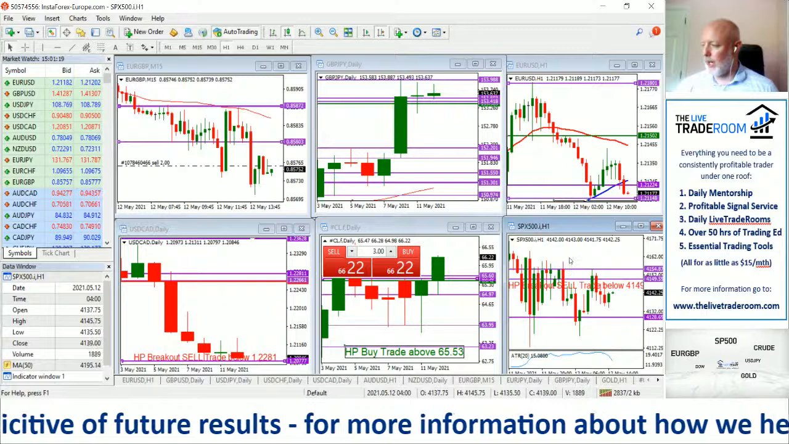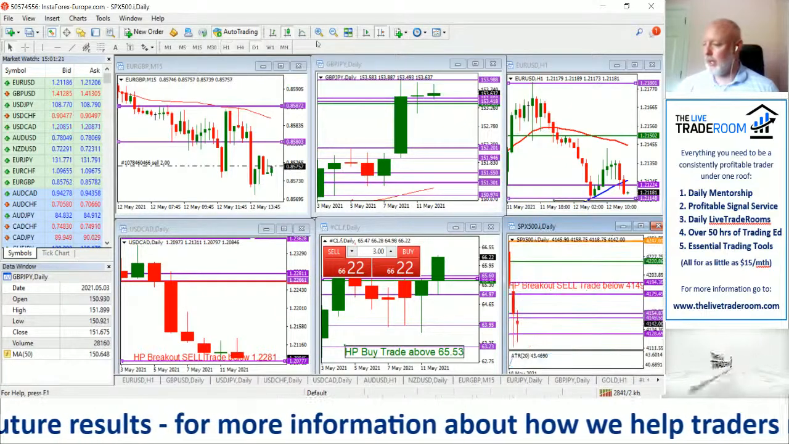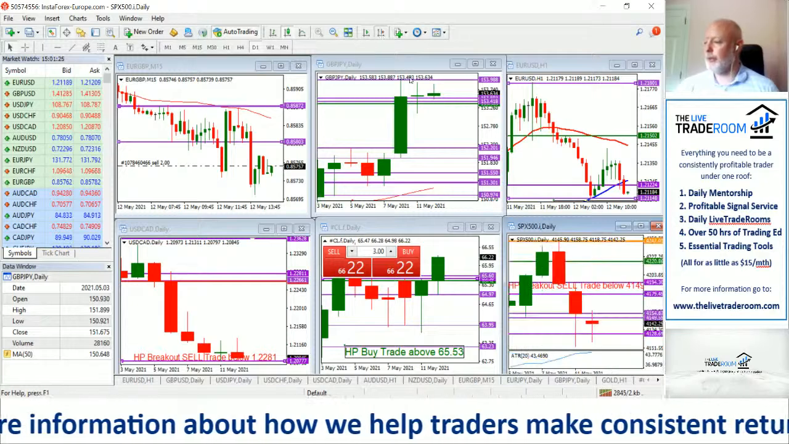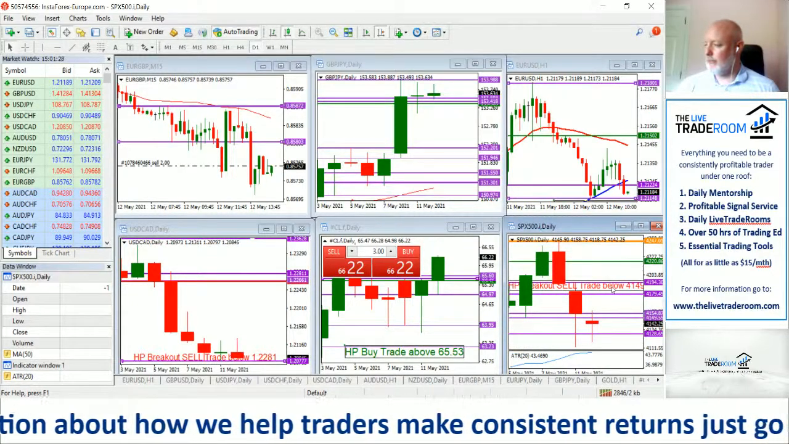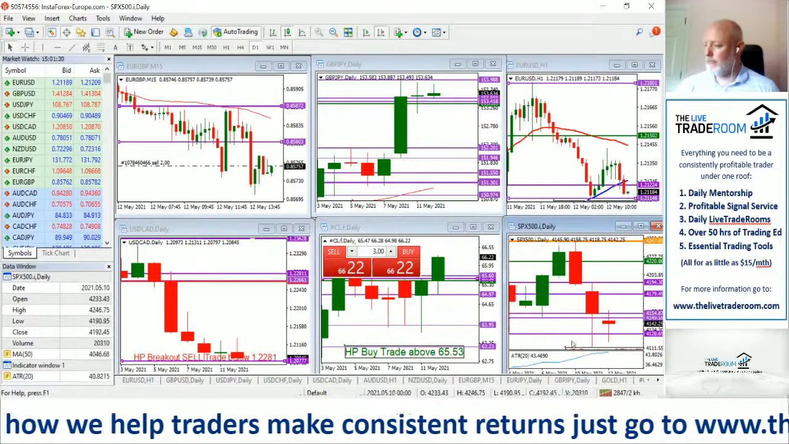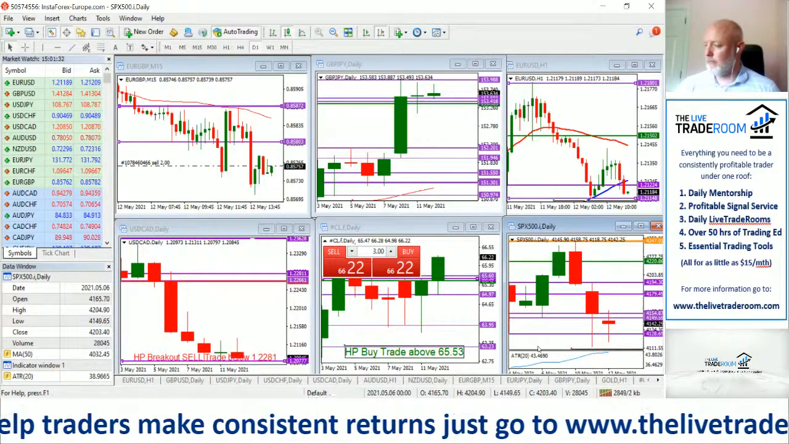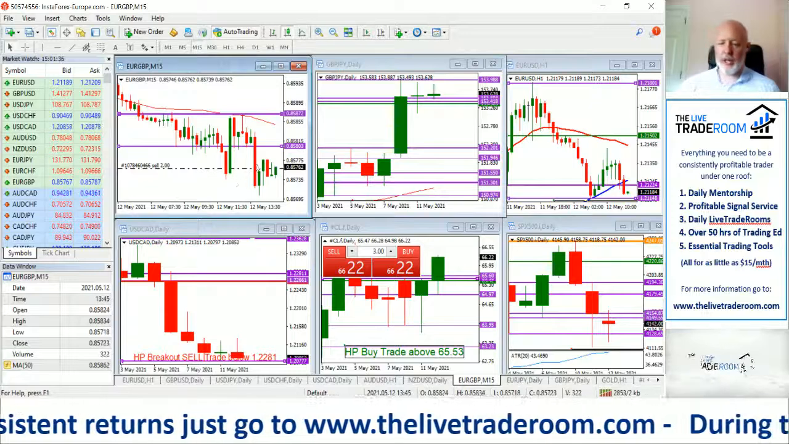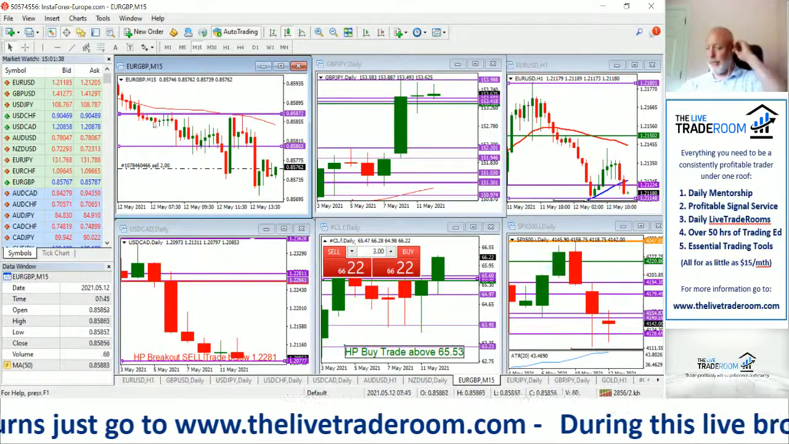And we're going to keep an eye on the S&P as well. As you can see, it's pretty much drifting sideways at these lows. So we only just got into this euro pound trade.